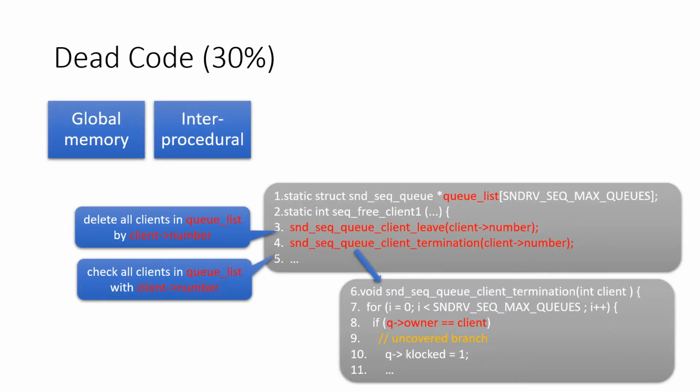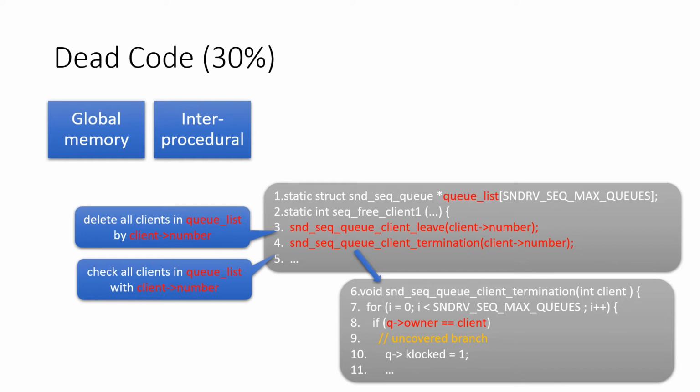To our surprise, the biggest root cause is dead code, which is about 30%. Although dead code is a well-known issue, we guess that the reason why compiler fail to identify them is that they are related to global memory and need an inter-procedure analysis.